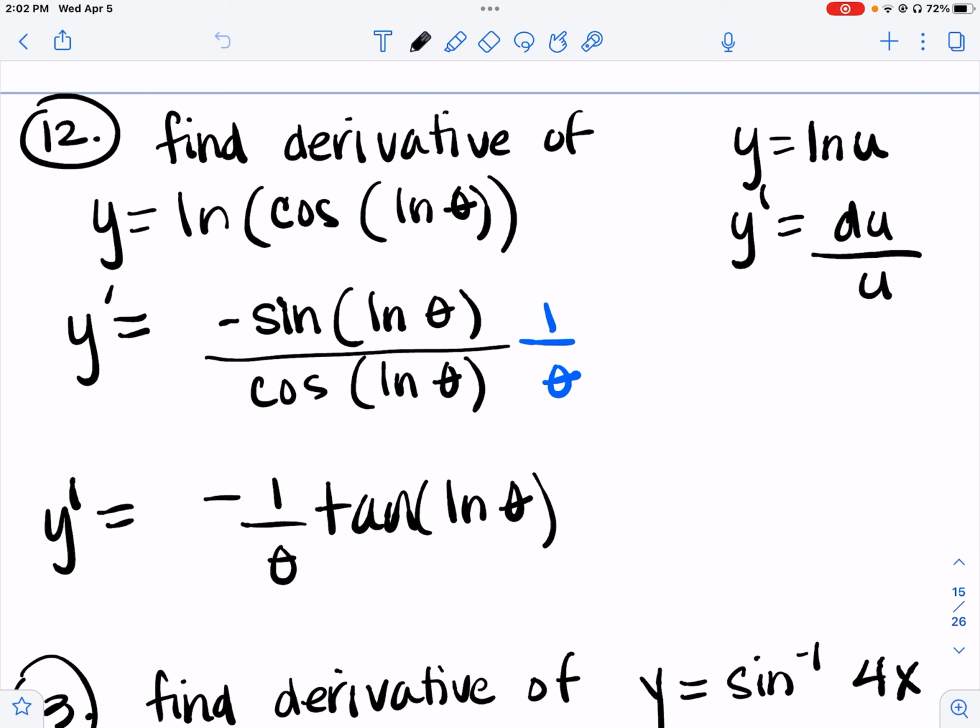Find the derivative of ln of something. Okay, so u is going to be cosine ln theta. So the derivative of cosine is negative sine. But we also have to take the derivative of the angle. The derivative of ln of theta is 1 over theta. Okay, so we have 1 over theta. Sine over cosine is tangent. And we have that negative.